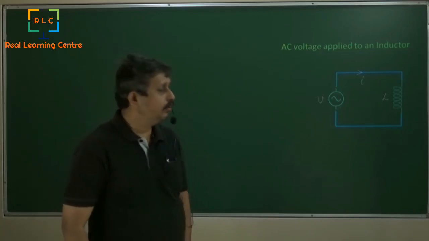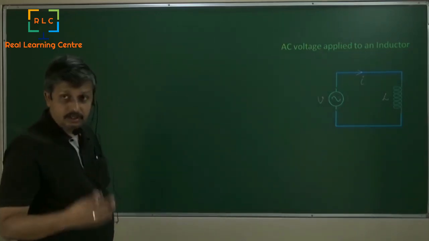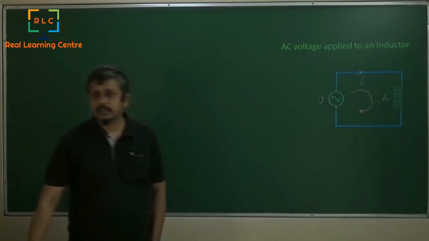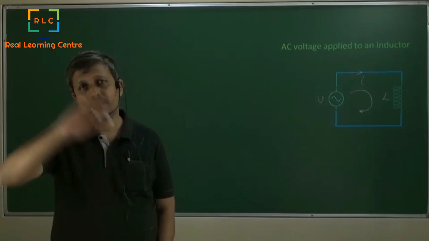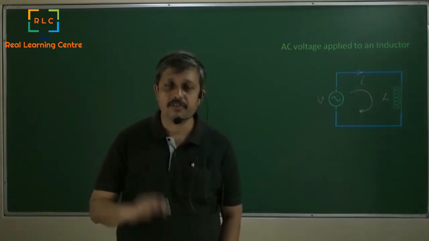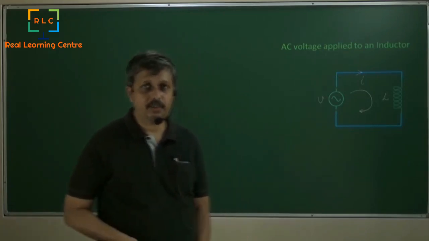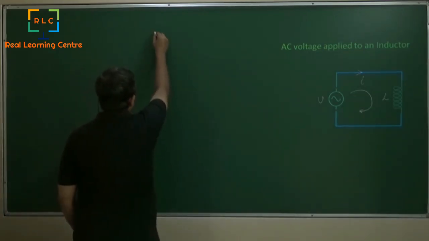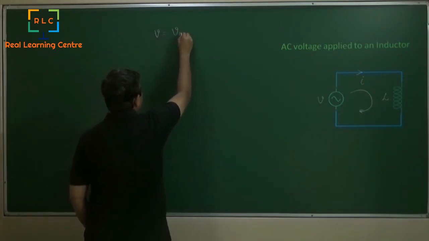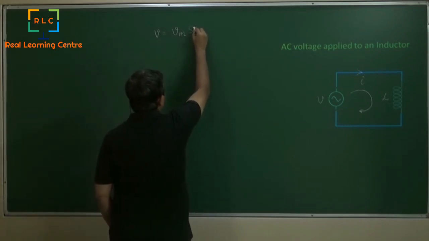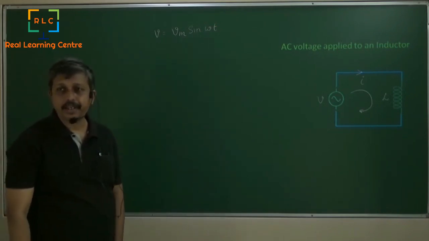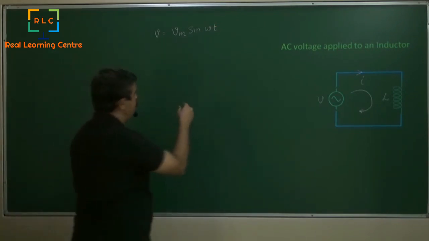Now we are going to write down Kirchhoff's voltage law, which says that the sum of all the voltages you take across a loop is equal to 0. So I will go from this side. What is V? V is equal to Vm sin omega t. Now we will write the Kirchhoff's voltage law, KVL.